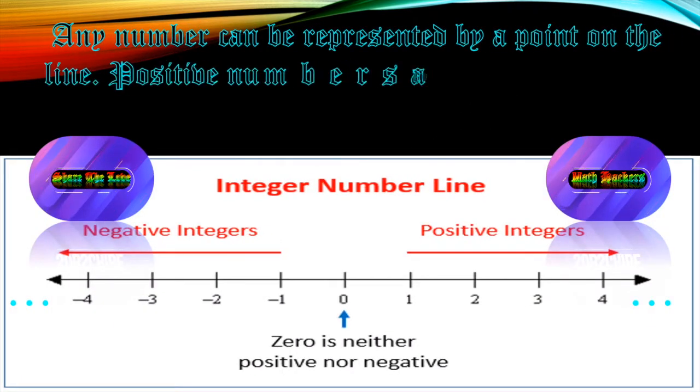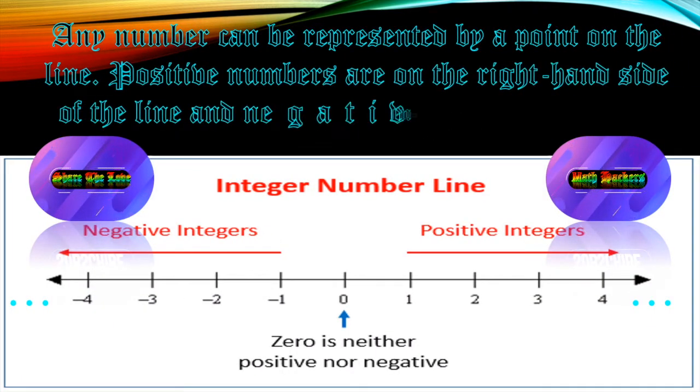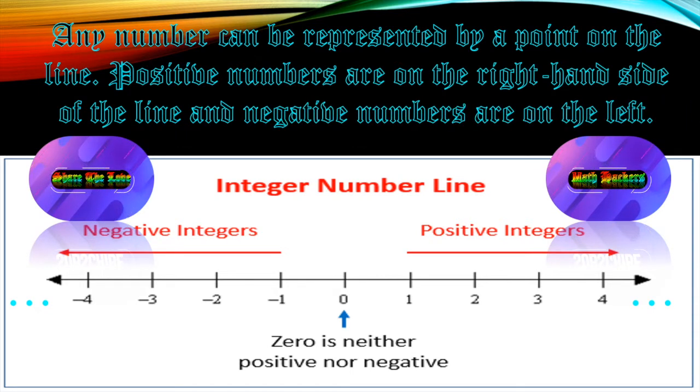Any number can be represented by a point on the line. Positive numbers are on the right hand side of the line and negative numbers are on the left. You know what I mean, right? Just a line with negative infinity to positive infinity, with neutral 0 bang in the middle. This is just a visual aid to get things into perspective. It's just a cakewalk, guys. No rocket science. Alright, Einstein.